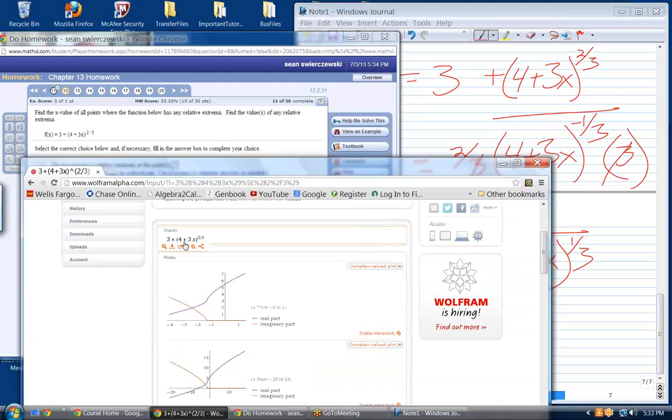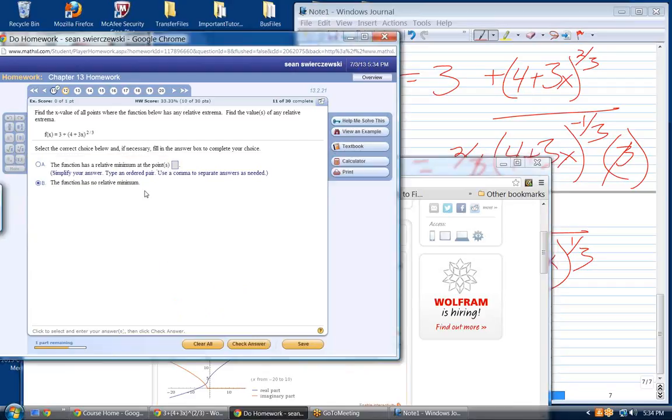Three plus quantity 4 plus 3x raised to the 2/3 power. You see a minimum on there? I sure can't see a minimum on there. What do they want?